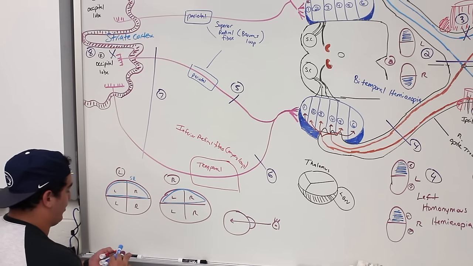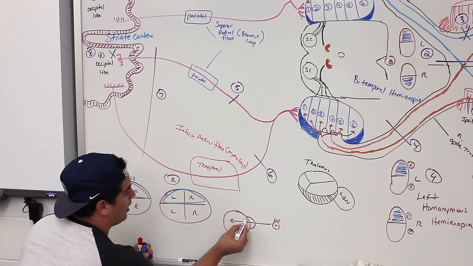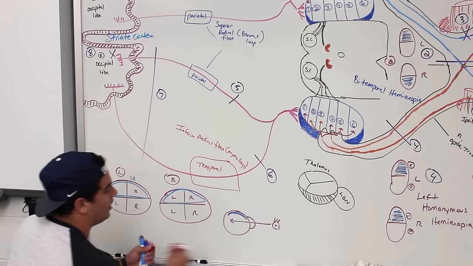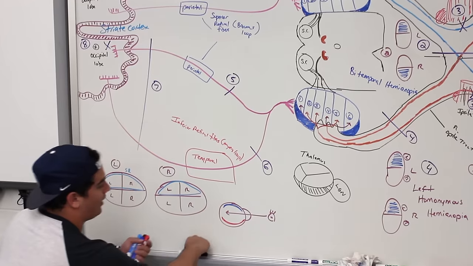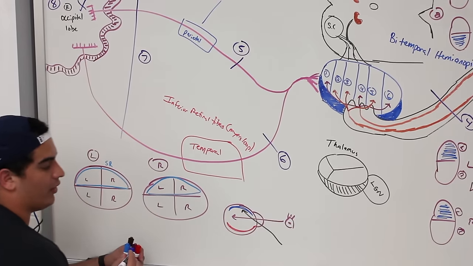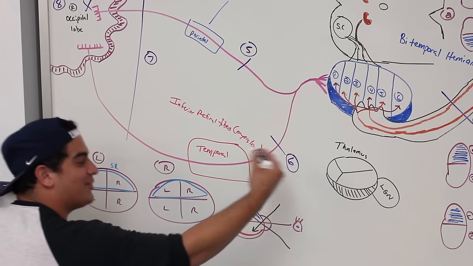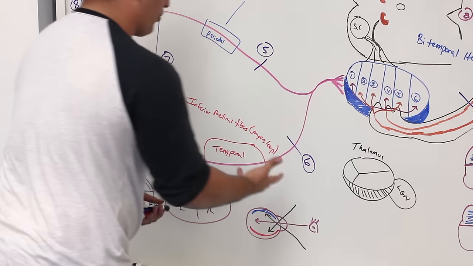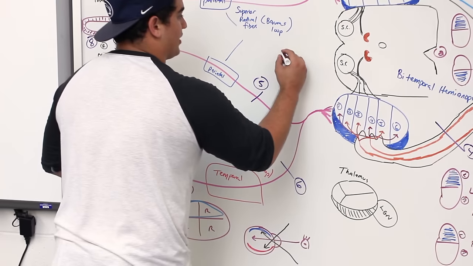Let's pretend for a second, though, that I look at it like this now. I take this eyeball here, and up here I have my superior part of the retina, and down here I have the inferior part of the retina. The superior part of the retina is getting hit with light rays coming from the lower visual fields. And the inferior retina is getting hit with light rays coming from the superior visual field. It's crazy, I know, but that's how it works. So now, when we make this one, we have to make it like this.